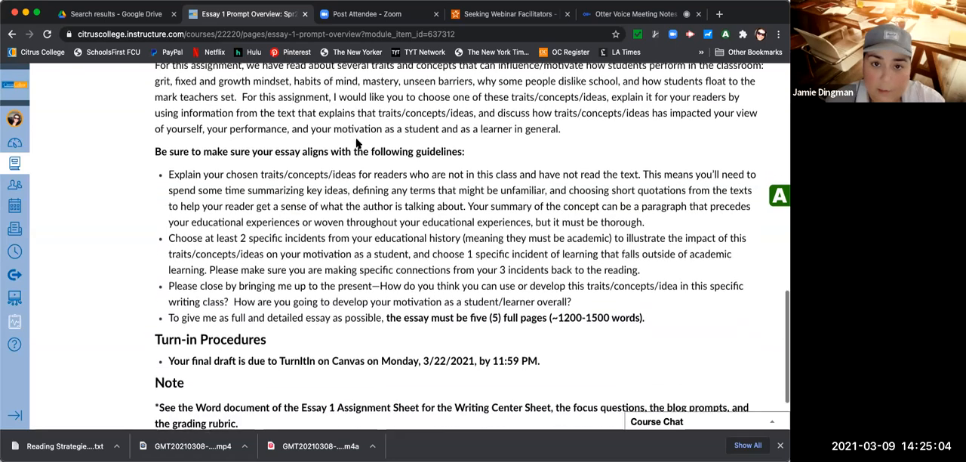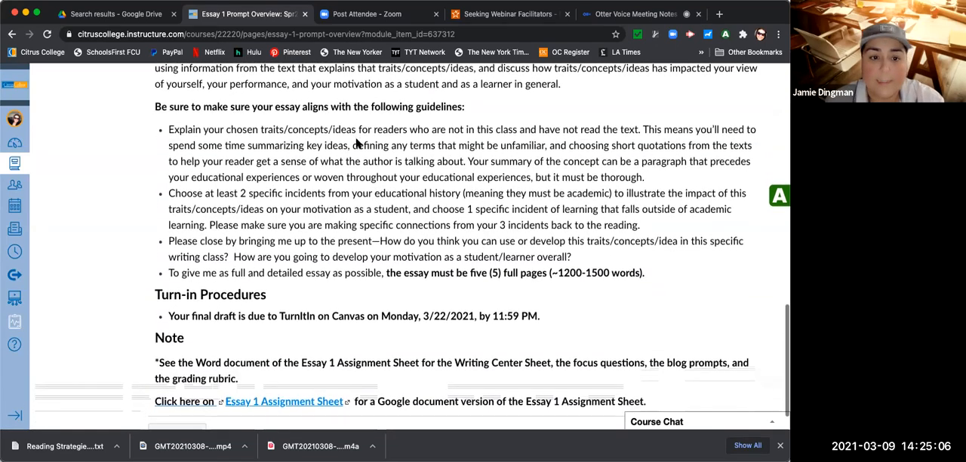Okay, make sure your essay aligns with the following guidelines. So now these are the has-to-dos, must-do things in your essay. You must explain your chosen trait to your readers who have not been in this class and have not read this text.